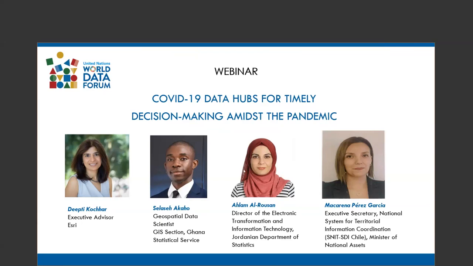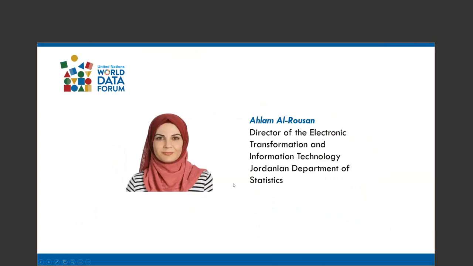To start us off, I'm pleased to introduce Elan El-Rousan. She has worked at the Jordanian Department of Statistics for over 18 years in various technical and management roles, and currently as the Director of the Electronic Transformation and Information Technology Directorate. She has led several projects, including the 2015 population census, surveys, and studies using the latest technology. She was a member of the Statistical Committee to develop the National Statistical Strategy 2018 to 2025, and currently a member of the Implementation Committee for the Project of Monitoring Sustainable Development Goals, responsible for the development of the budget, roadmap, and requirements for project implementation.